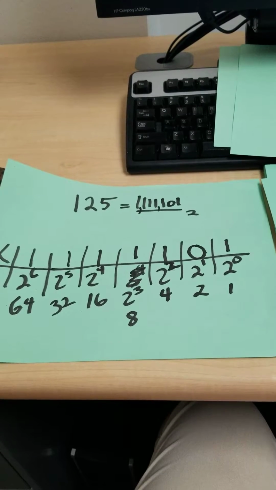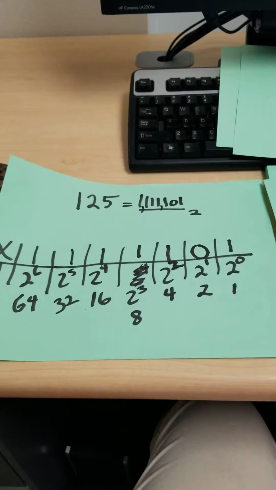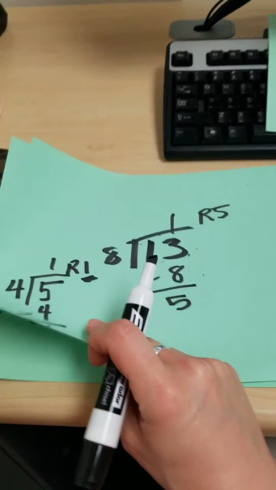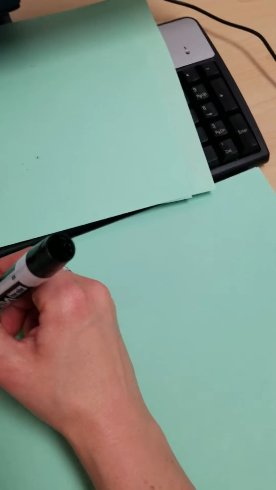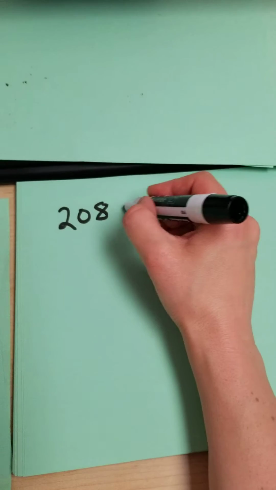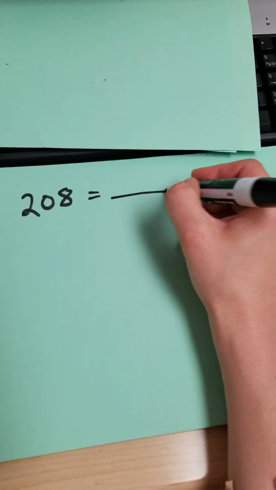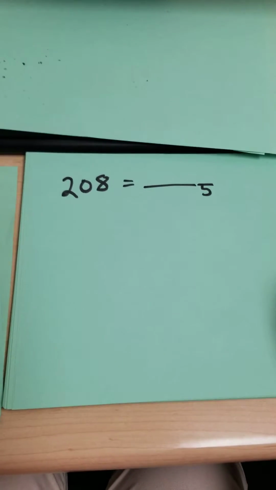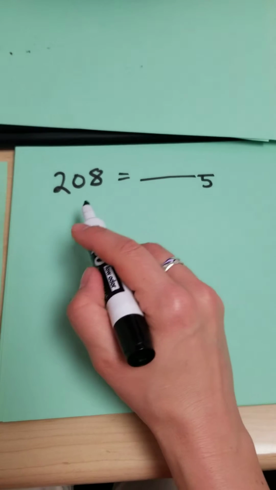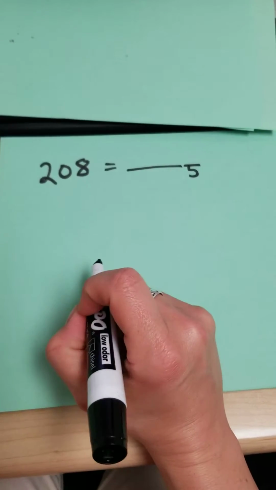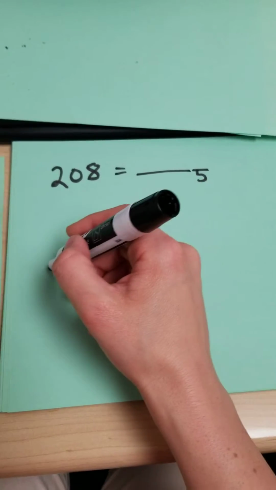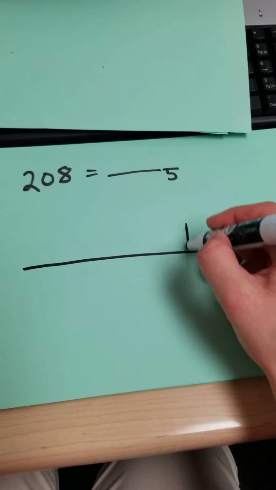Okay, let me try one with a different base. Let's do maybe base 5. Okay, so maybe we have 208, and we want to put that in base 5. Now, if it does not have a base at all, it's assumed to be base 10. So that's 2 hundreds, 0 tens, and 8 ones. 208. So again, going base 5.